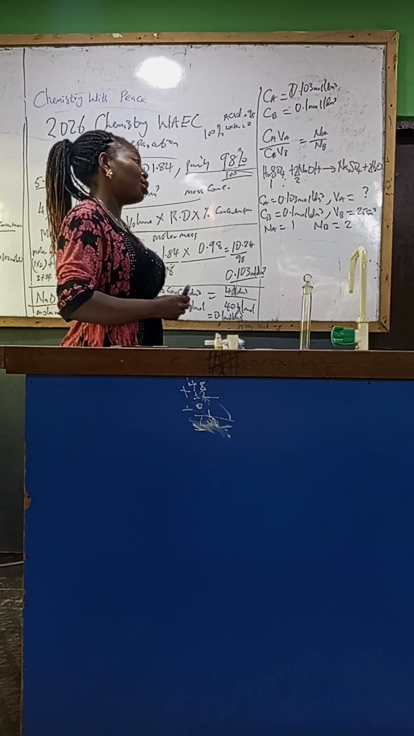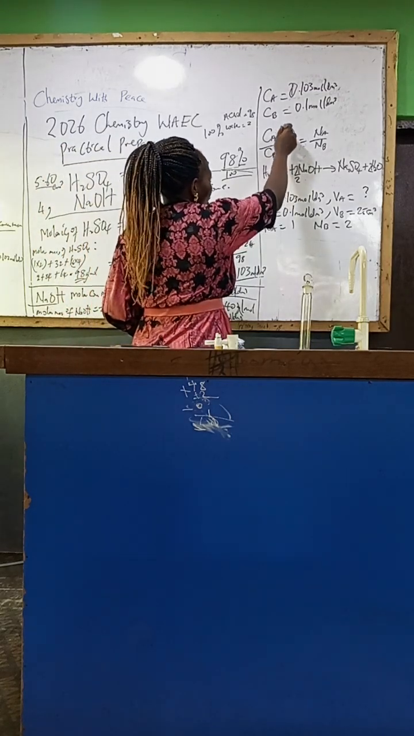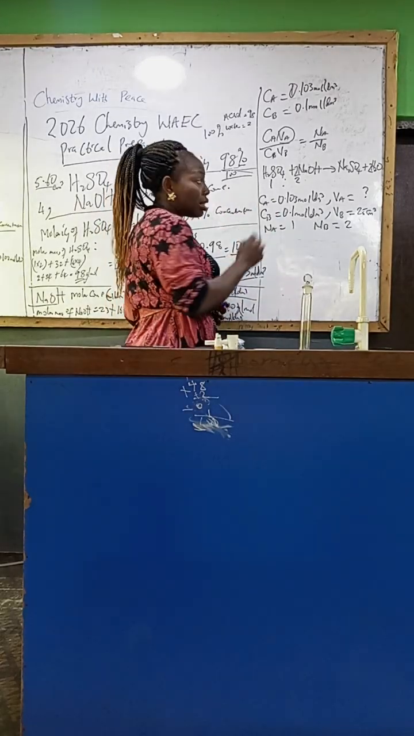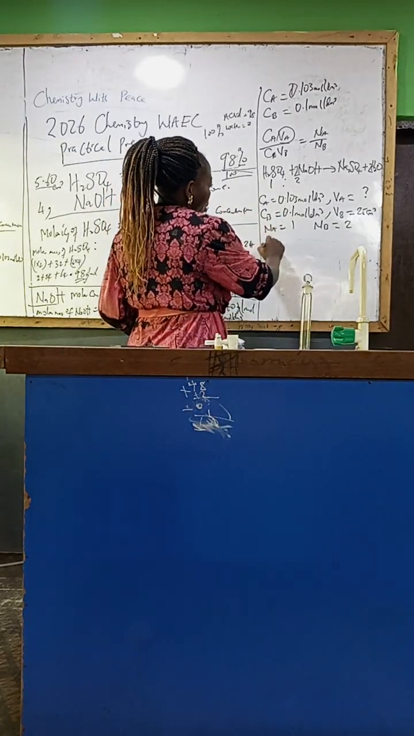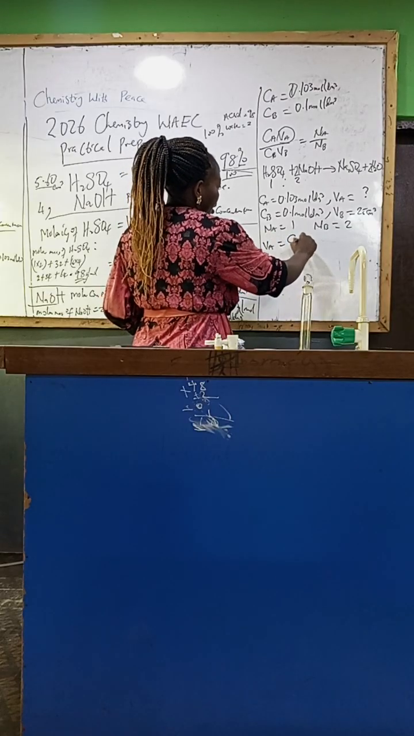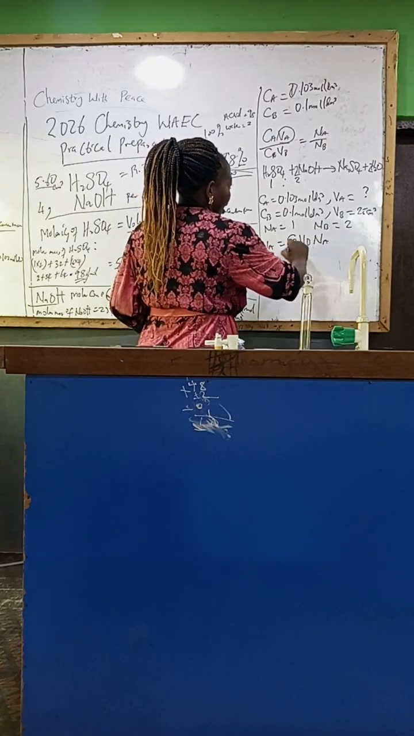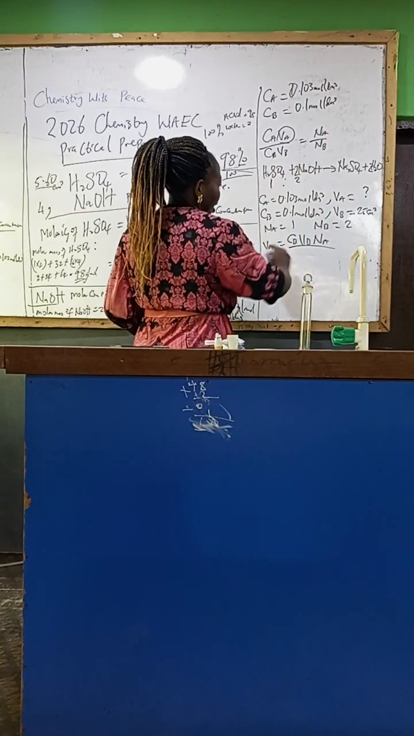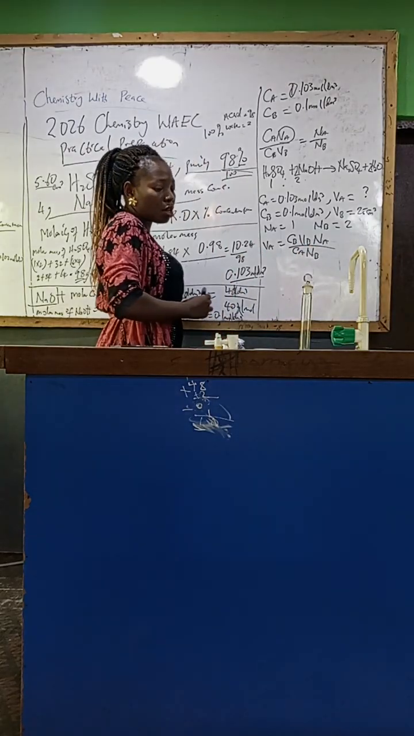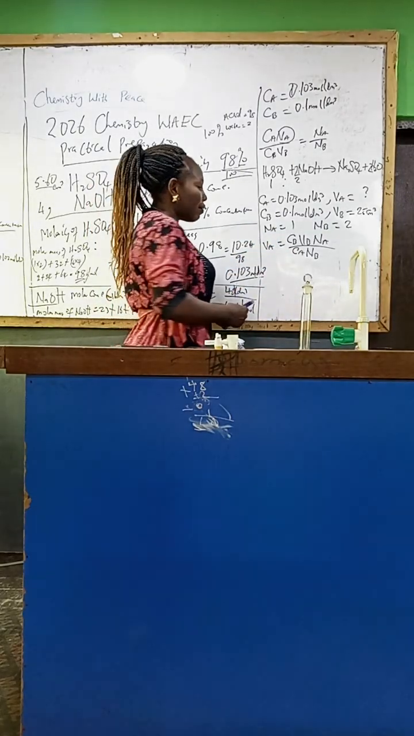Now we are going to substitute the value. And remember, we are looking for this. We are going to make Va the subject of the formula. And by so doing, our Va is equal to Cb Vb Na all over Ca Nb.